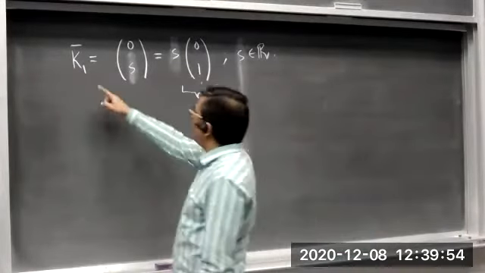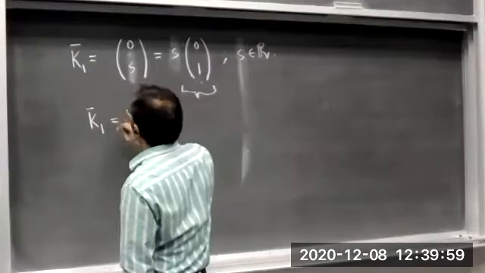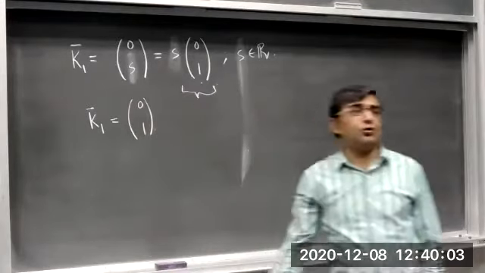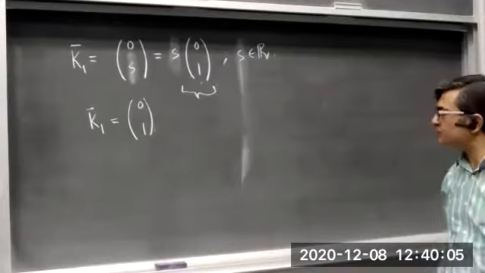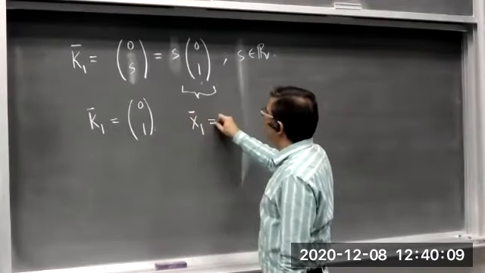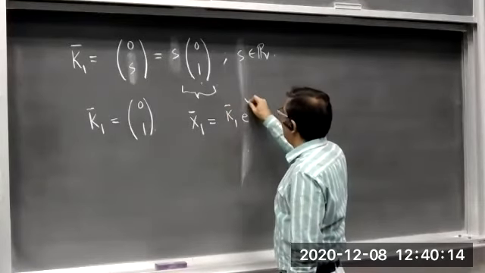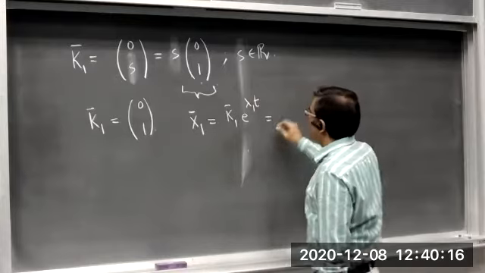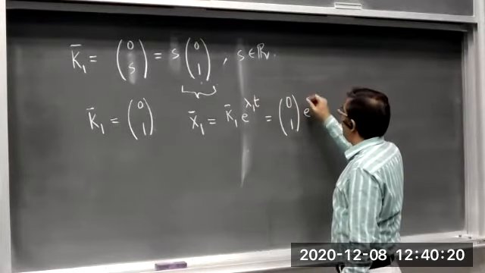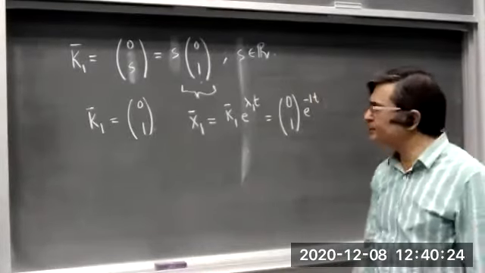Now, our k1 vector is the vector (0, 1), which we are going to use for writing the general solution, or to obtain the linearly independent solutions. If k1 is this, then our first solution is what? It is k1 times e raised to the power lambda 1 t. So k1 is (0, 1) times e raised to the power minus 1 t. So this is your first solution.